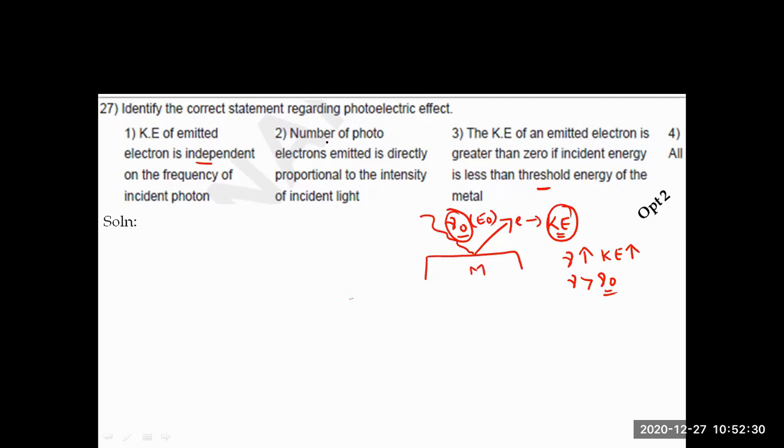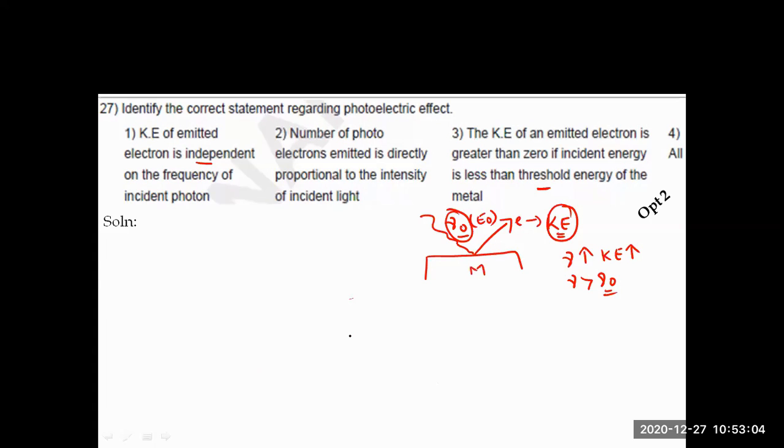The second option says the number of photoelectrons emitted is directly proportional to intensity. Of course, when the intensity of the radiation increases, the number of photoelectrons emitted also increases, provided the radiation has threshold frequency of energy. If radiation has high intensity but not threshold frequency, then electrons will not be emitted. So of the three, option 2 itself is most appropriate. Correct.